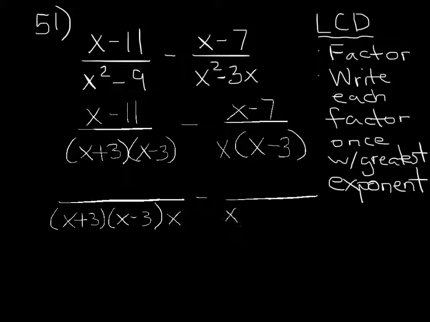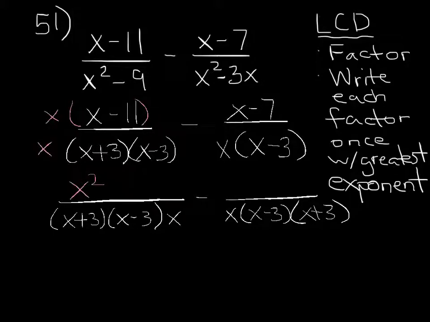Now that I have the LCD, I need to create equivalent fractions with this LCD. On the first fraction it's missing an x, so I'm going to multiply the numerator and denominator by an x. So I end up with x squared minus 11x. And then I notice the second rational expression is missing an x plus 3. So I have to multiply the numerator and the denominator by an x plus 3.